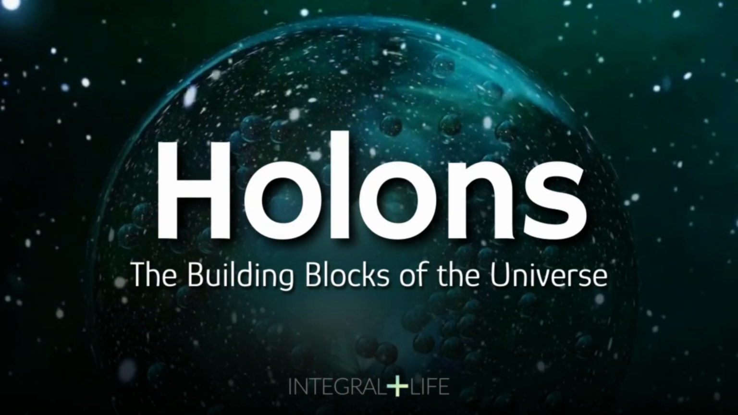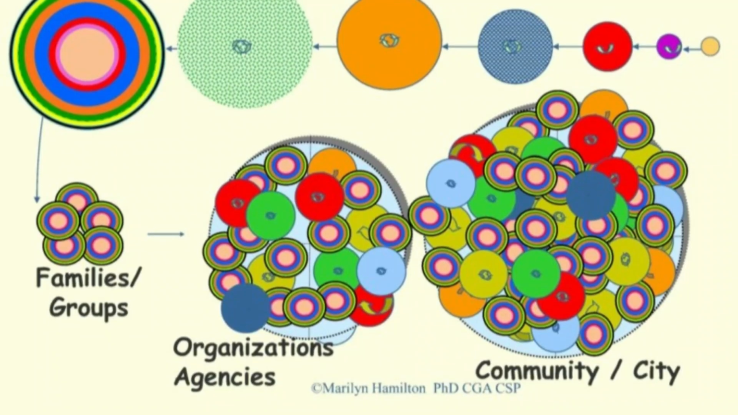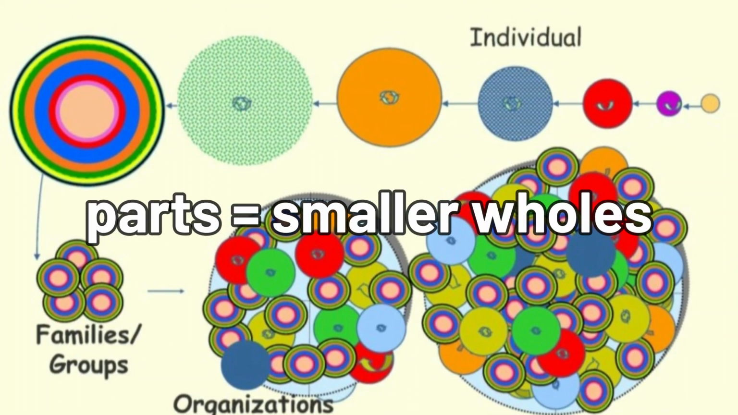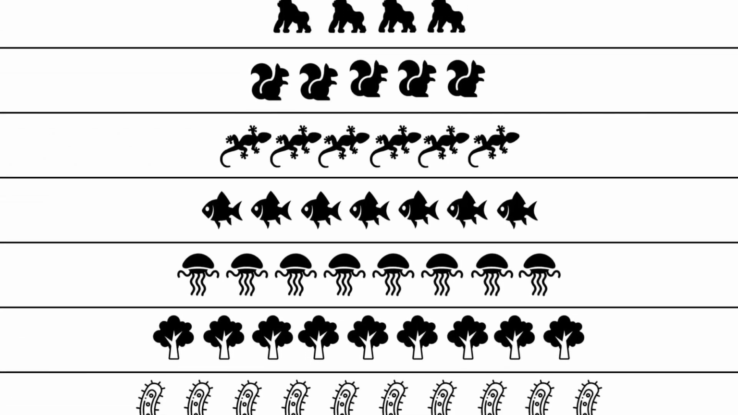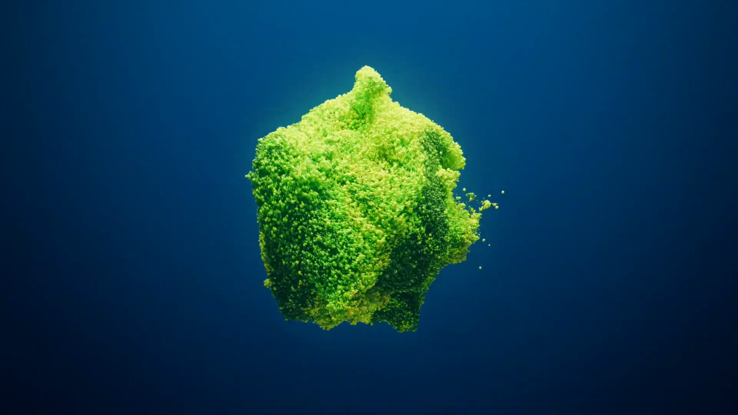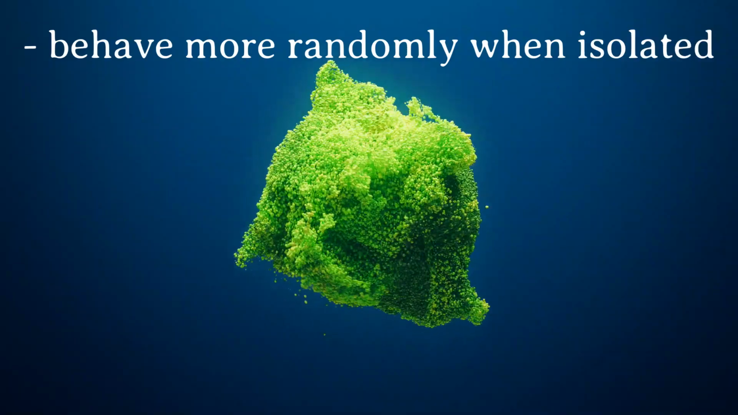This harkens back to the idea of holons, which I've gone into on this channel before, but basically holons are an integration of different parts which are themselves smaller wholes. But the holon influences the actions of its parts in a way that transcends the parts themselves. This explains why biological structures are measured to behave more randomly when isolated from the rest of the organism.